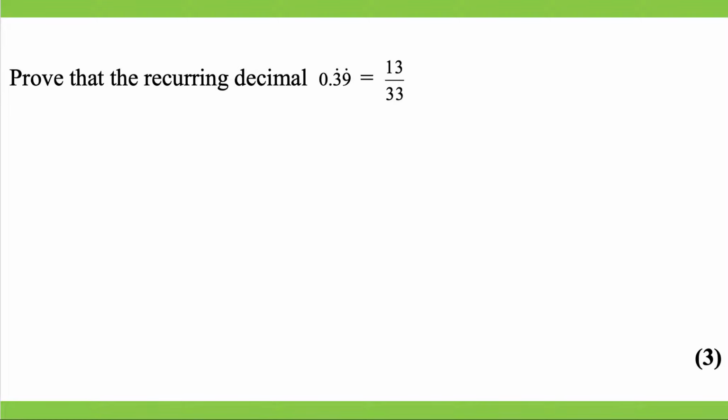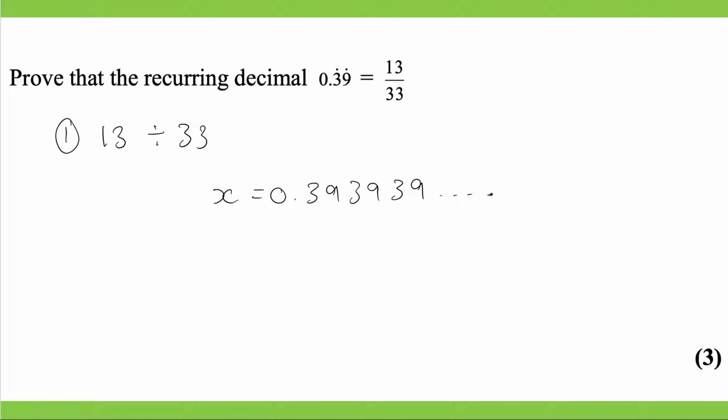Prove that the recurring decimal 0.39 is 13/33. There are two ways we can do this. The first way is 13 divided by 33, and you can work that out to get the recurring decimal 0.39. Or the other way would be to convert the decimal into a fraction, and that's the way I'm going to talk you through now.